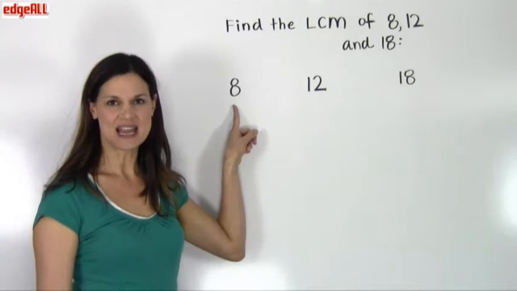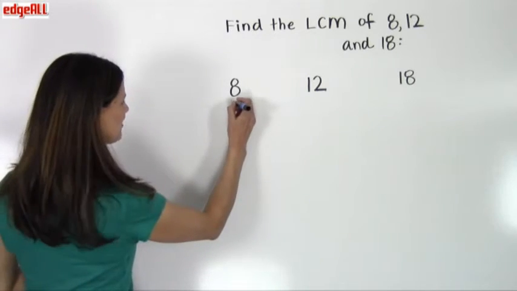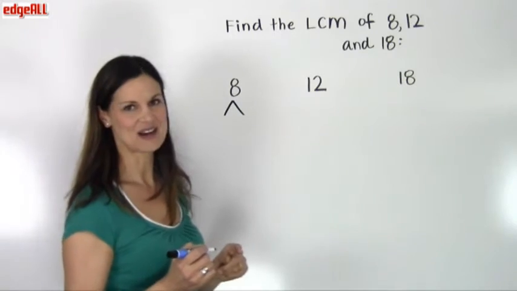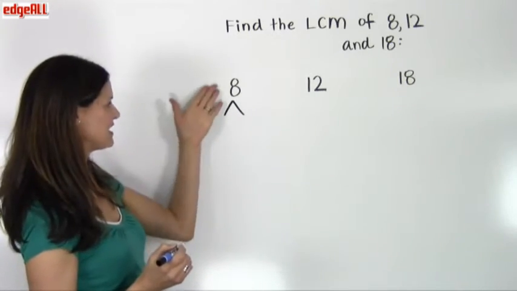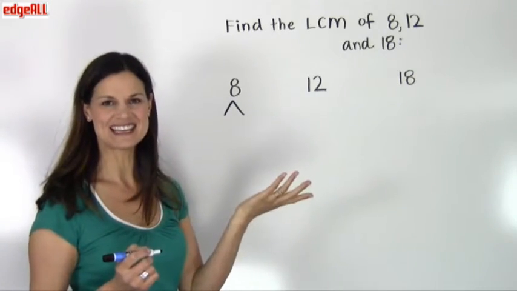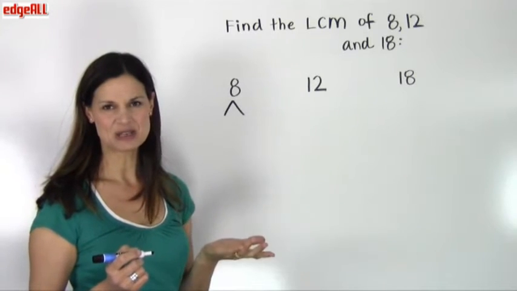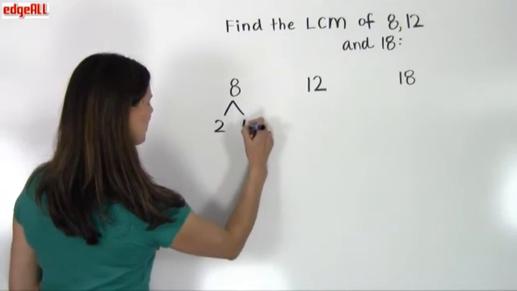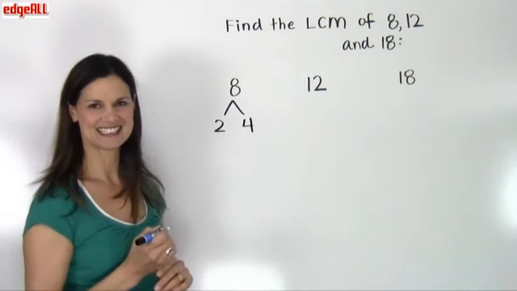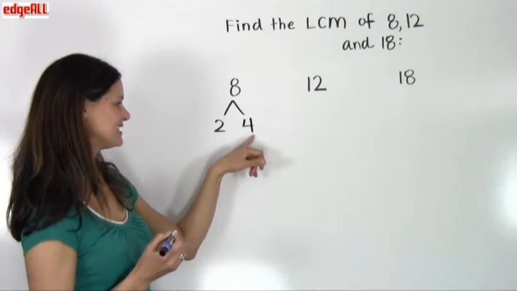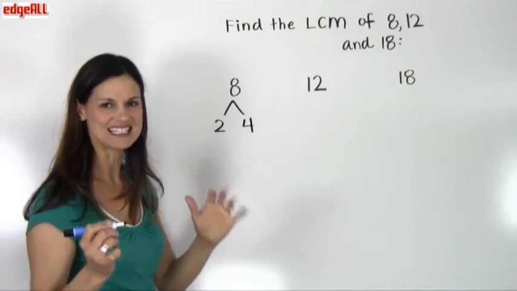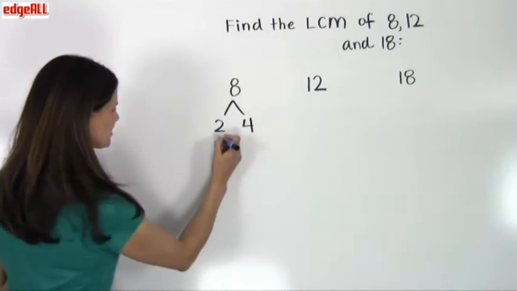8 is an even number, and so I know right away that I can divide it by 2. And so I ask if the number is divisible by 2. Yes, it is. 8 divided by 2 equals 4, or 2 times 4 equals 8. 4 is not a prime number, so I'm not finished yet. I need to break 4 down into its prime number factorization.